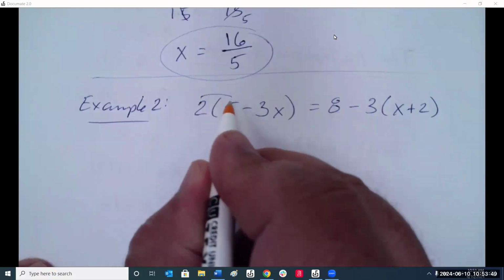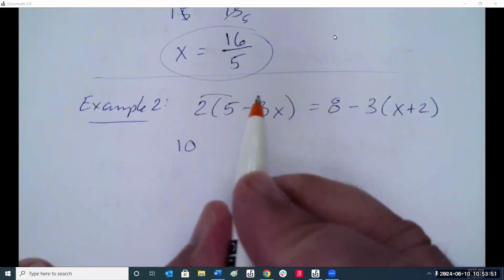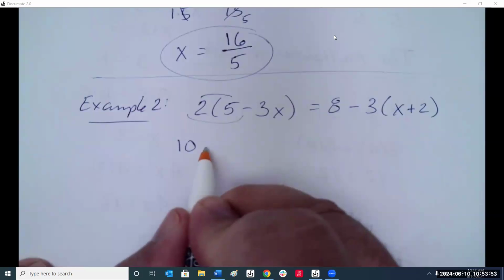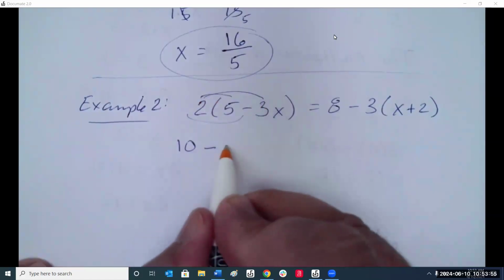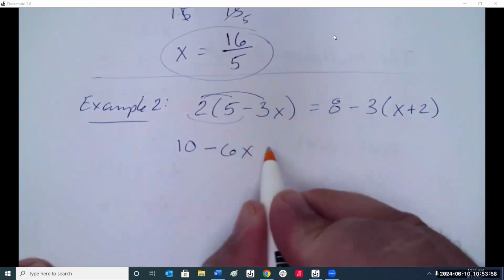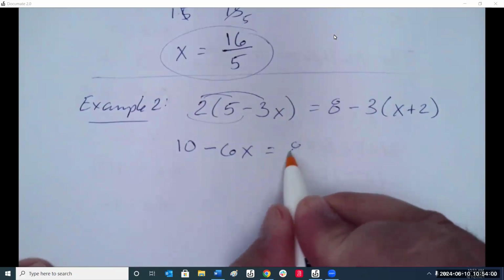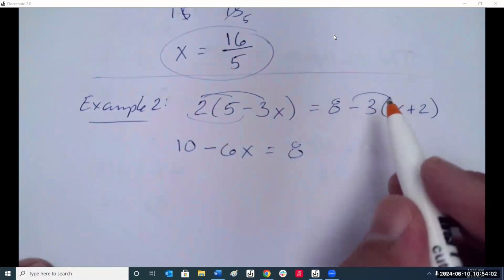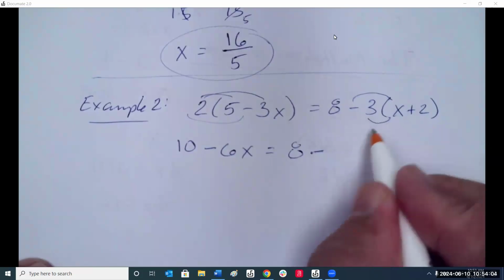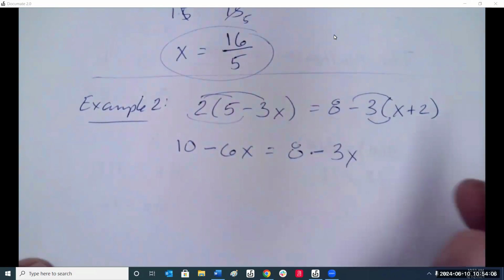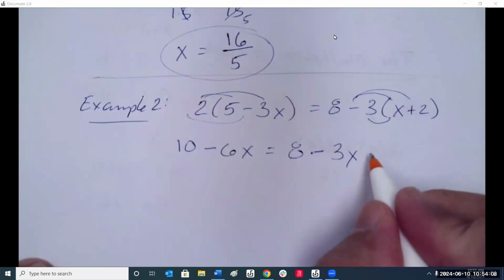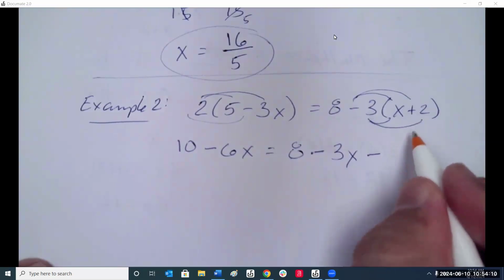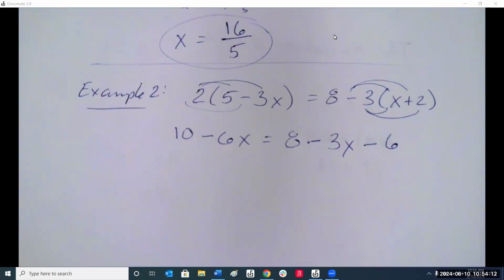So distribute. 2 times 5 is 10. Positive times negative is negative. 2 times 3 is 6x. Negative times positive is negative. 3 times x is 3x. Negative times positive is negative. 3 times 2 is 6.